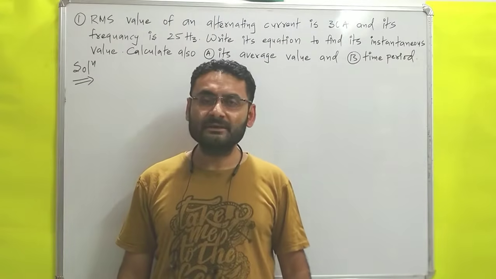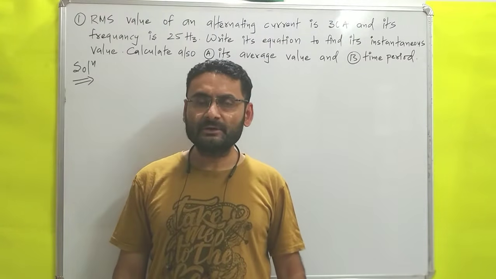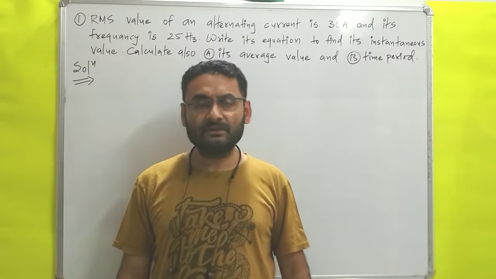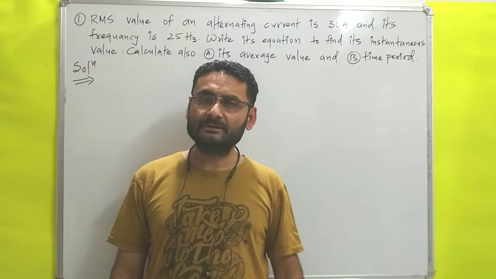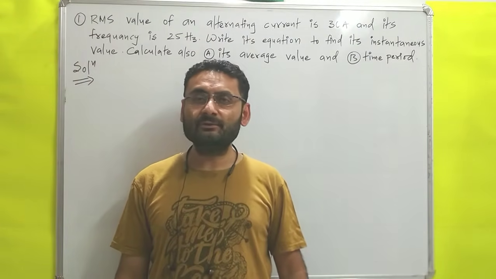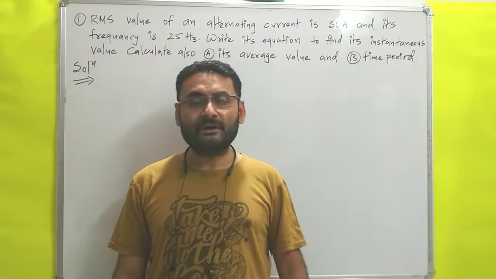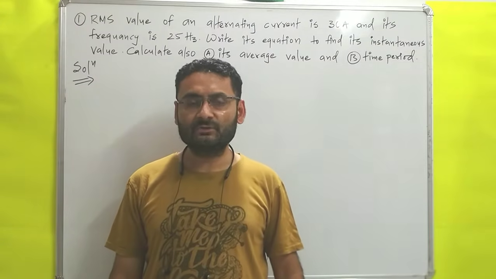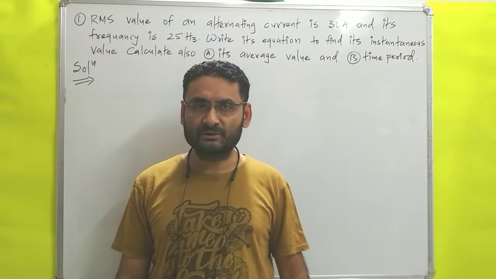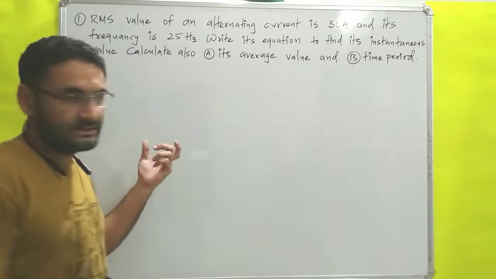Hello students, today we will study unit number 2, AC circuits, in which we are going to calculate two numericals based on RMS value and average value of current. I hope you are ready with your pen and paper. So without wasting much time, let us start this video. The first numerical is written on the board.